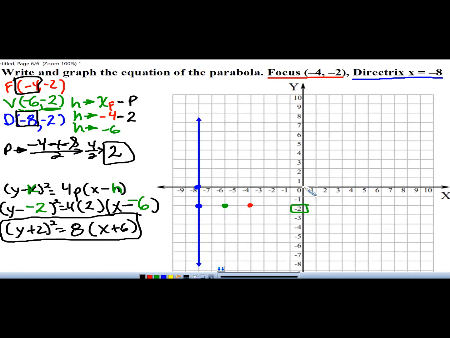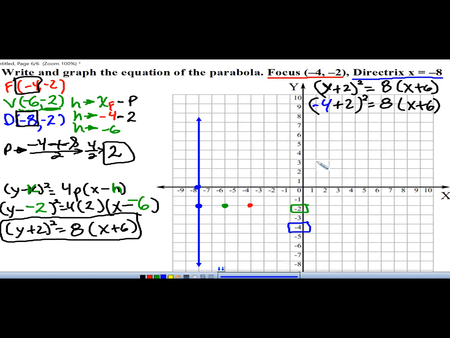What do you think, Avro? Which would be an easy number to substitute? Above -2 or below -2? Give me a number. -4. -4, okay. So y plus 2 squared equals 8, parentheses x plus 6. So Avro says, let's substitute -4. So I'm going to take -4 of y and substitute it right here, -4.